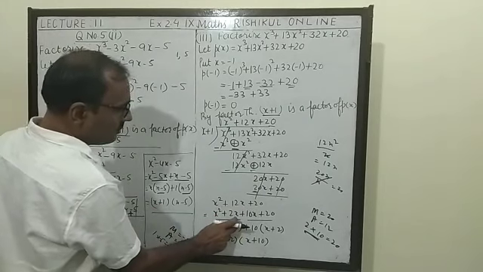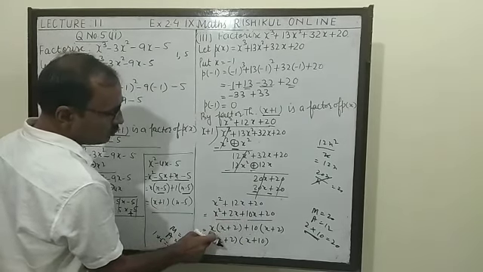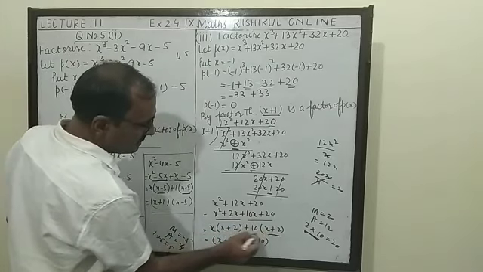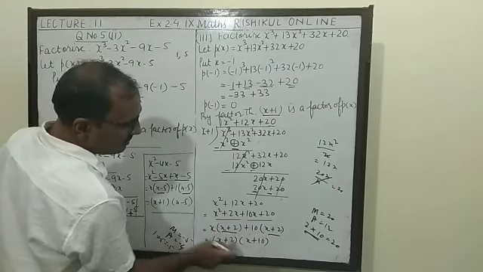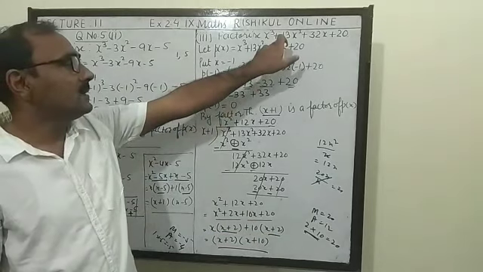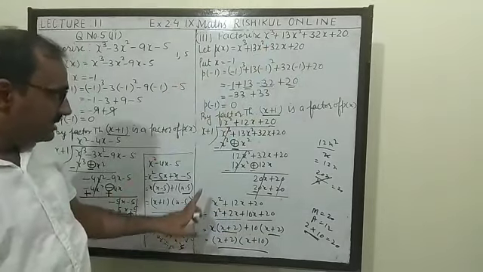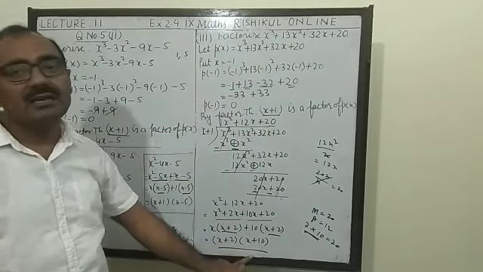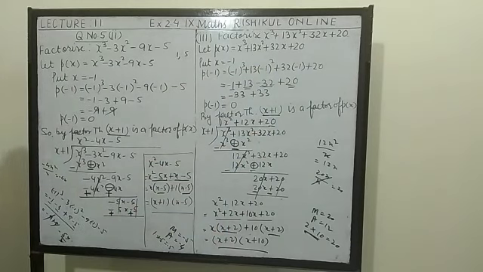And what is common? In x square and 2x, x is common, leaving x plus 2; in 10x and 20, 10 is common, leaving x plus 2. Then x plus 2 is common here, and x plus 10 is left. So the factors of this polynomial are x plus 1, x plus 2, and x plus 10. Similarly, you can complete question number 5. Thank you.